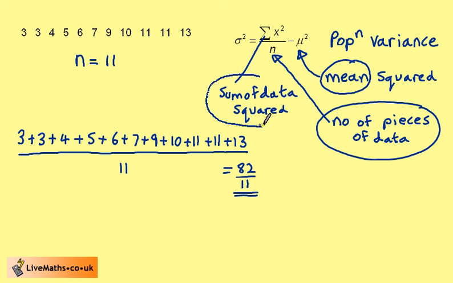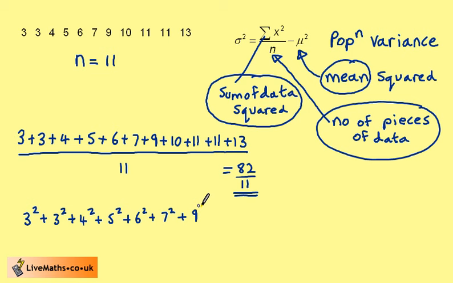We now want the sum of the data squared, so we take each piece of data and square it and then add them all together. So 3 squared plus 3 squared plus 4 squared plus 5 squared plus 6 squared, and so on, right the way to the end of the data. This comes to 736, and now we have all of the things we need.